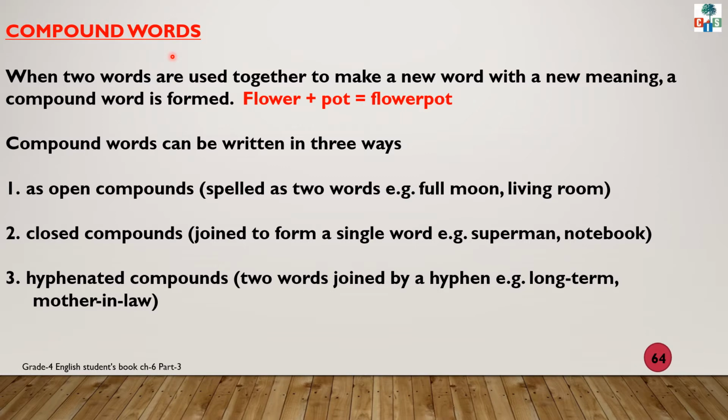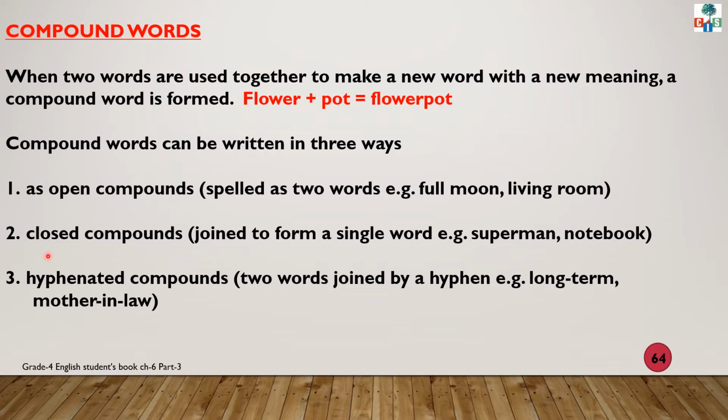Now what are compound words? When two words are used together to make a new word with a new meaning, a compound word is formed. For example, flower plus pot is equal to flower pot. Compound words can be written in three ways. First is open compounds, spelled as two words. For example, full moon, living room. See children, here between two words a space is given. They are called open compound words.